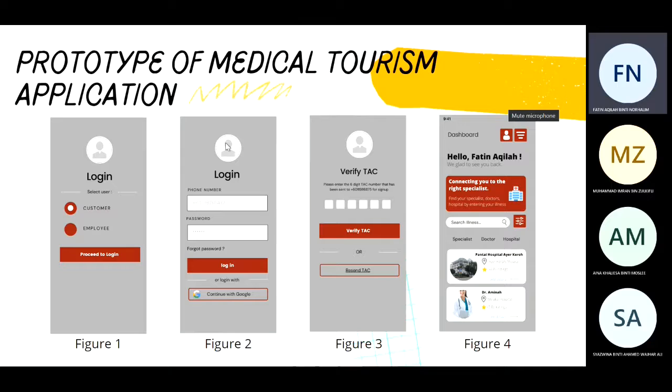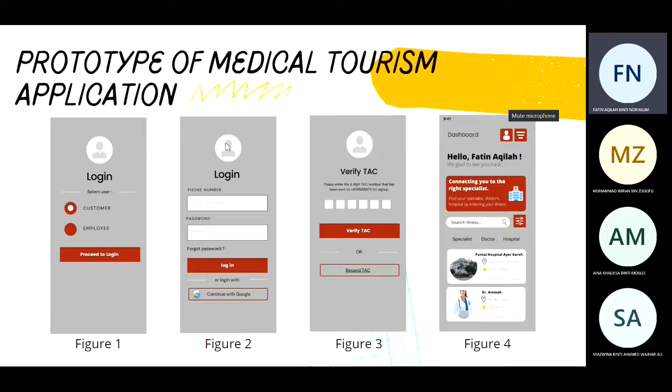For figure 2, this is the display of the login for the user. So the user must insert their phone number and password that they have registered when they signed up. The user also can click forgot password button if the user forgot the password, and then the user can click the login button to continue enter the website. The user also can log in the website using Google with click continue with Google button.